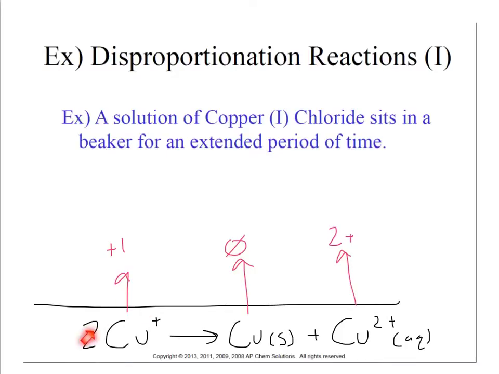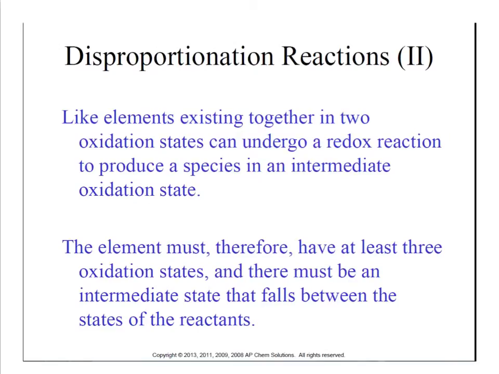Our intermediate would be the Cu+, because it could both be oxidized and reduced. If it was oxidized, where it's losing electrons, it would turn into Cu2+. If it was reduced, it would turn into Cu. Another type of disproportionation reaction involves the same element, but in 2 different states. So instead of having just Cu+, we would have metals that are in 2 different states.